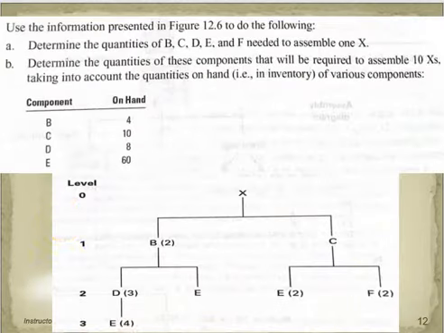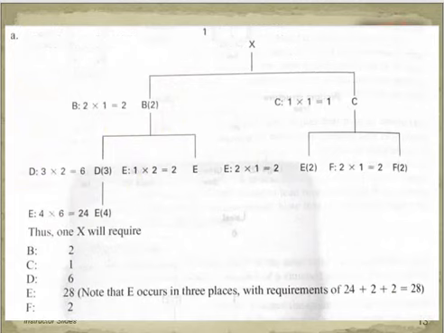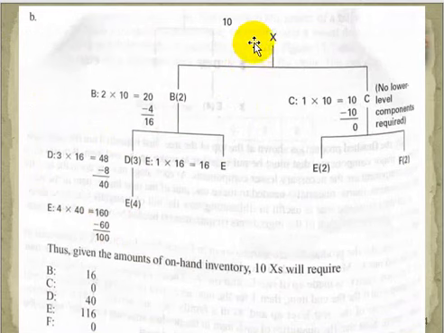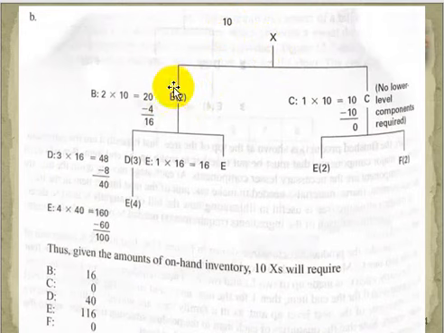Moving to the second requirement, determine the quantities of these components that will be required to assemble 10 units. We need to multiply every one of these by 10, taking into account the quantities on hand. Again, we will make the same diagram, but multiplied by 10. We need 10 units of X, and each needs 2 from B, so the Bs will be 2 times 10, which is 20.